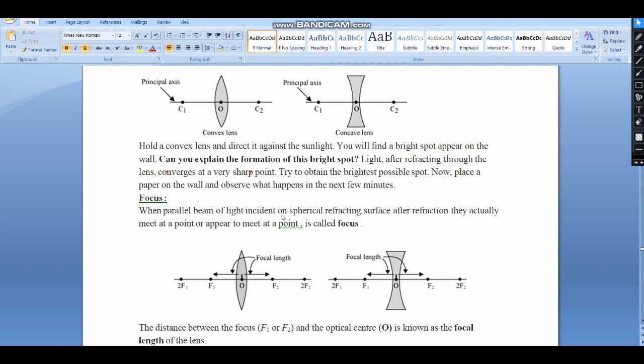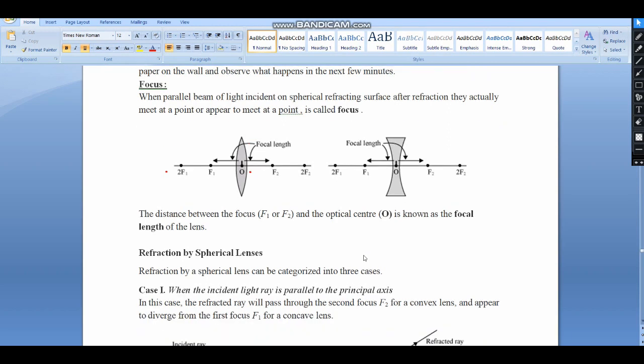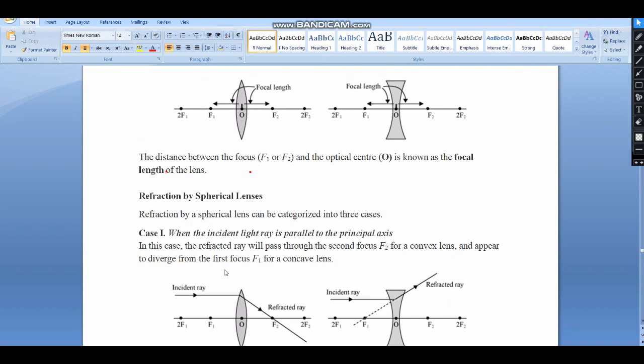When a parallel beam of light is incident on a convex lens or concave lens, after refraction the rays actually meet at a point, or appear to meet at a point, and that is called the focus. The image formed at the focus by a convex lens and a concave lens, we will discuss later on. And next, refraction by spherical lenses.